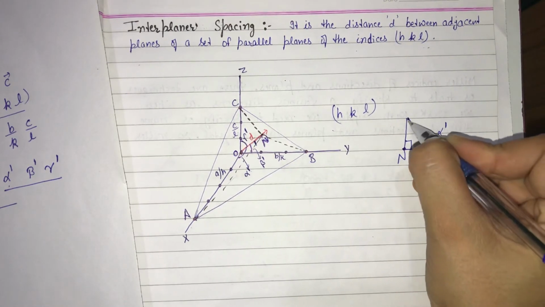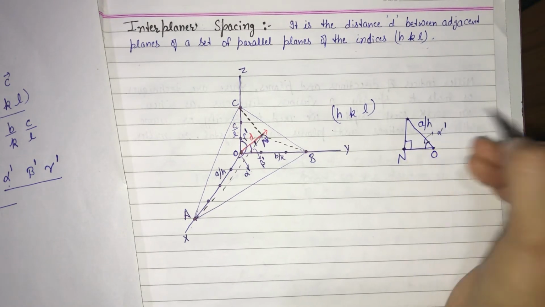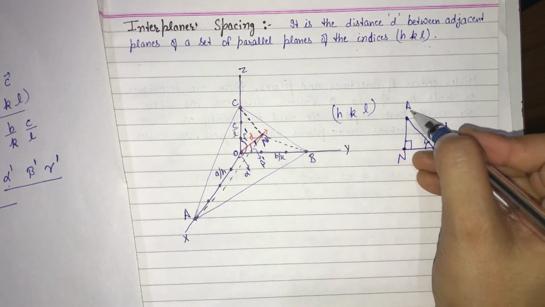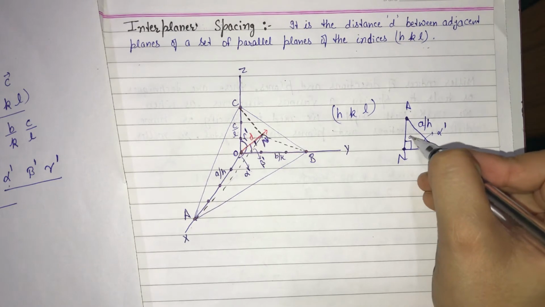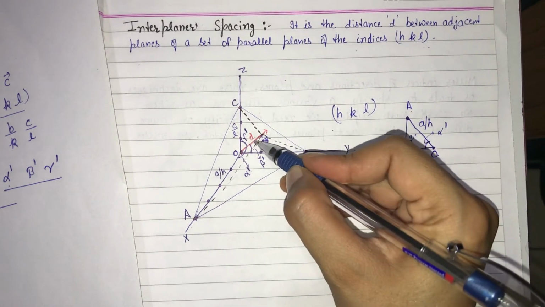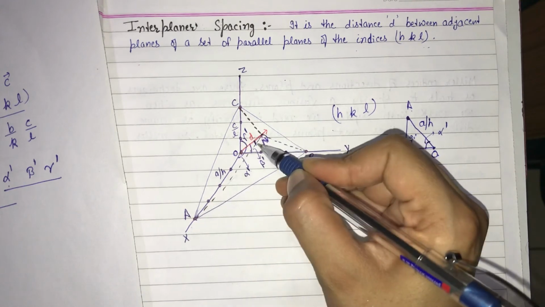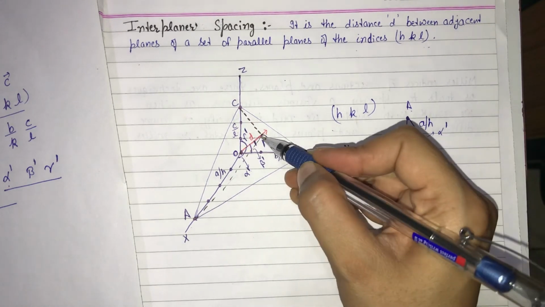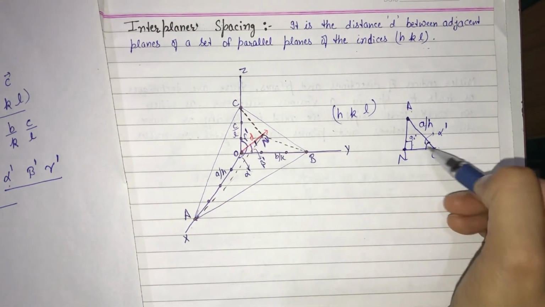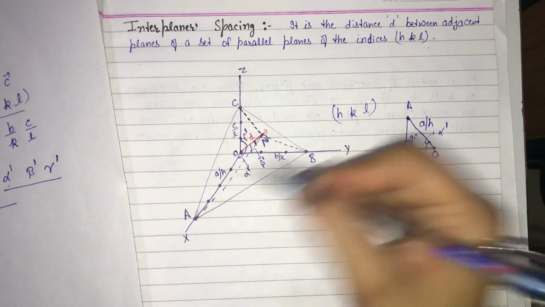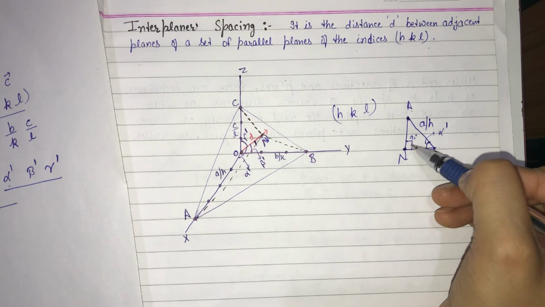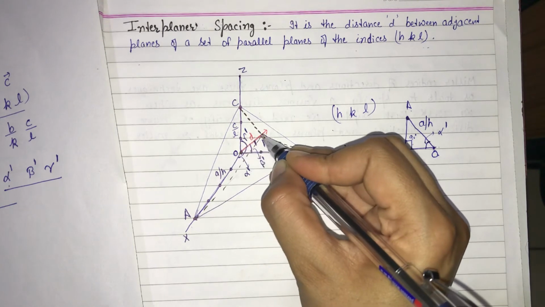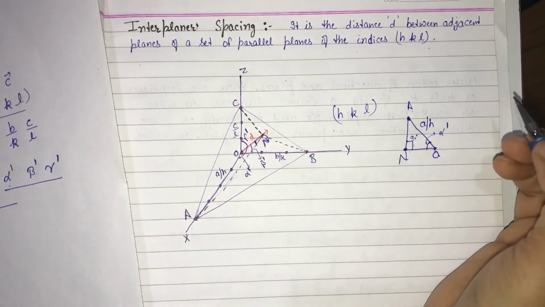So this side will be equal to A by H. Clear? And this point is A, and this is now the ANO triangle, and this is angle 90 degree. This angle 90 degree is between ON and NA. Sorry, NO, this is the angle between NO and NA. This is NA. Clear? So this makes a right angle triangle. Now imagine this is a right angle triangle. Clear?